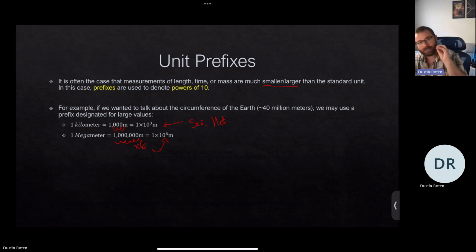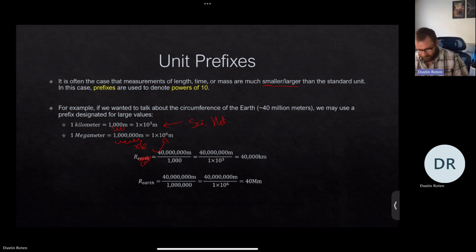Now, let's actually take the circumference of the Earth, and we'll chunk it up by the 1,000. So 40 million divided by 1,000, well, that's just going to be 40,000 kilometers. So that's the radius. Did I say, nope, that's the circumference of the Earth. So I've already messed up. The circumference of the Earth is 40,000 kilometers. Same thing here. So the circumference of the Earth would be 40 megameters. So you see how we're just chunking things up?